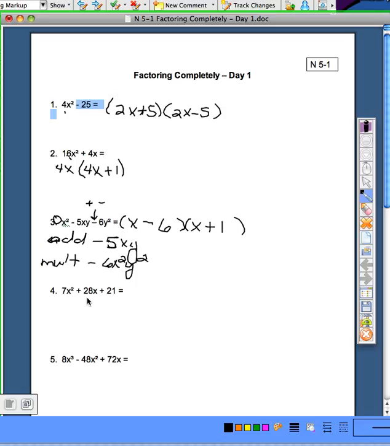Now on this number 4, this looks ugly with that coefficient there, but we notice we can factor out a 7. So the first thing we're going to do is factor out a 7. And that leaves me with x squared plus 4x plus 3. Well, once we have a quadratic term or an x squared expression, we need to see if we can factor it more. Sometimes we can, sometimes we can't. This one we can, so we need to break that down and factor another step.